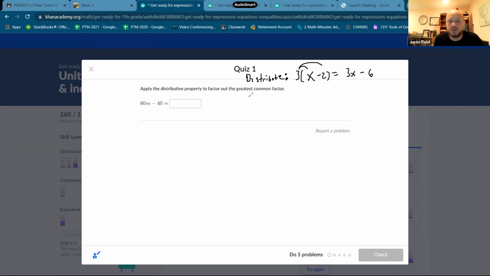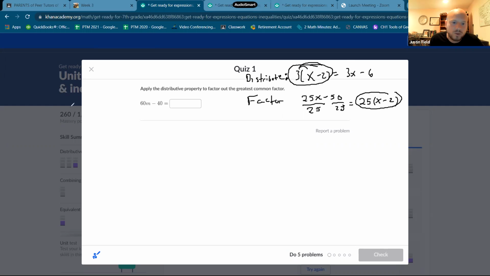But we can undistribute or factor if we have something like 25x minus 50. If I look at those two numbers and I say, hey, I could divide both of them by 25 or by 5, different things, right? So then we could rewrite it like this after dividing. And you should notice this looks like the original example right here, right? So it's like undistributing.